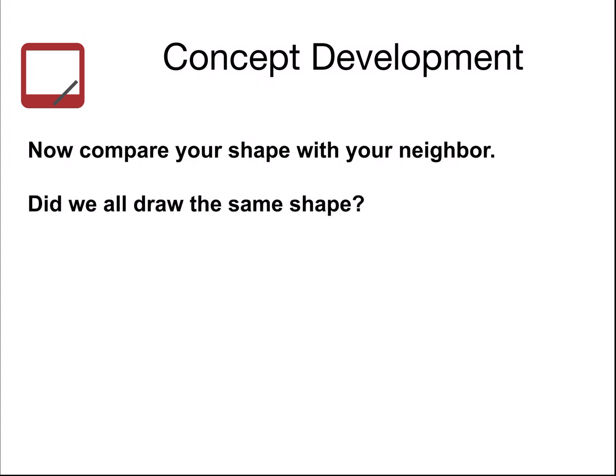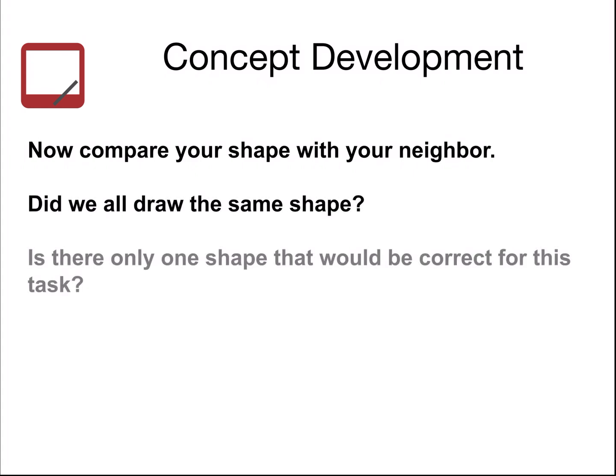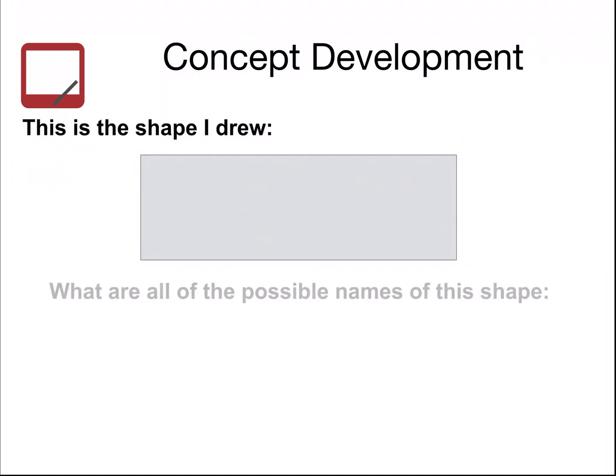You don't have a neighbor to compare your shape to. Okay, some of you might have drawn the same shape if you did. If you didn't, that's okay, because there's not only one shape that would be correct. So here's the shape that I was thinking about, and all the possible names of this shape.